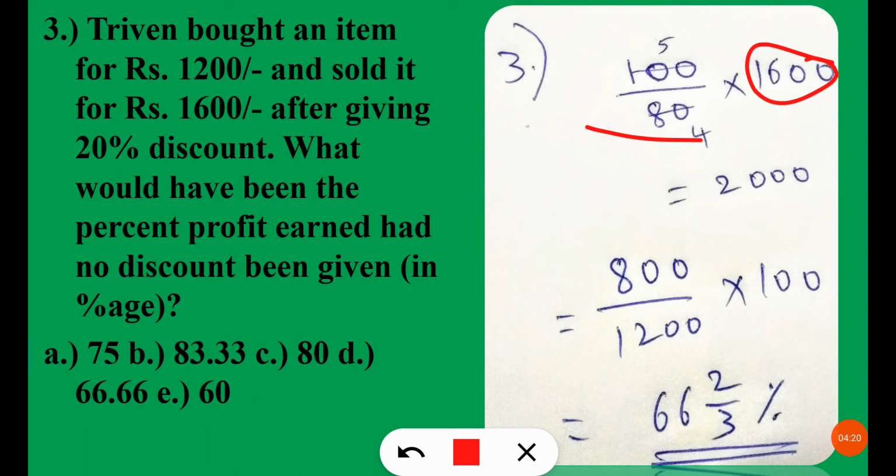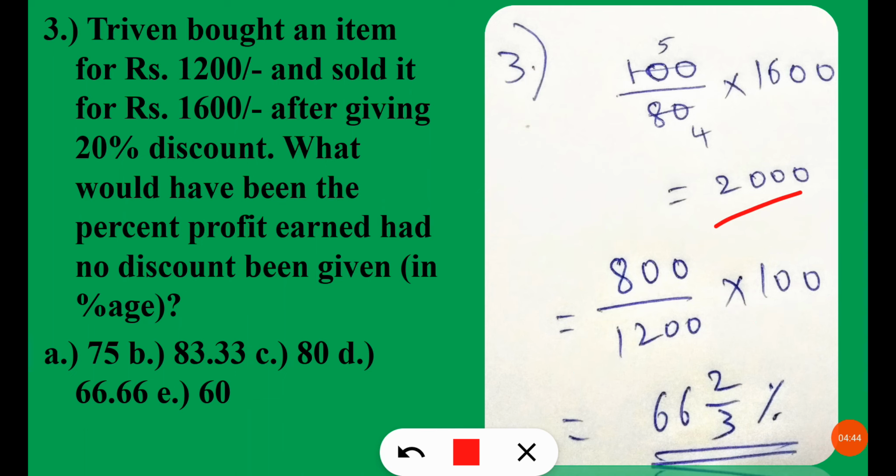100% value means 100 by 80 into 1600, 25 is 400, and 400 into 5 equal to 2000 rupees. 2000 rupees will be the selling price when the discount of 20% is not given. Now what we have to find out? The profit percentage. Profit percentage formula is profit by cost price into 100.